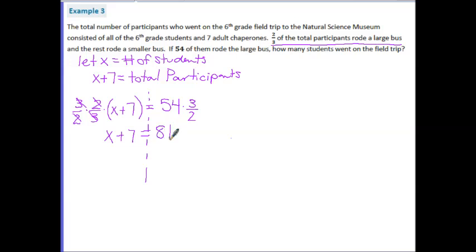This leaves us with a simple one-step problem. The only operation we have left is addition, so I'm going to do subtraction to both sides. 7 minus 7 are additive inverses of each other, so we're left with just x, and 81 minus 7 leaves us with 74. So that tells us that 74 students went on the field trip.